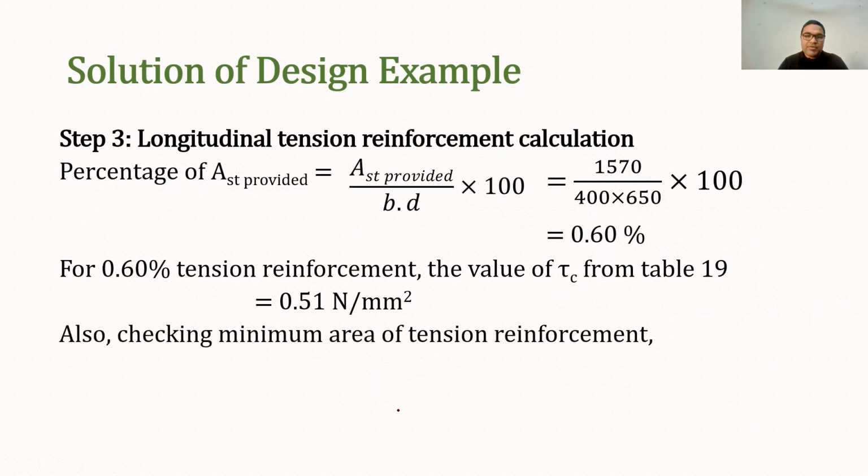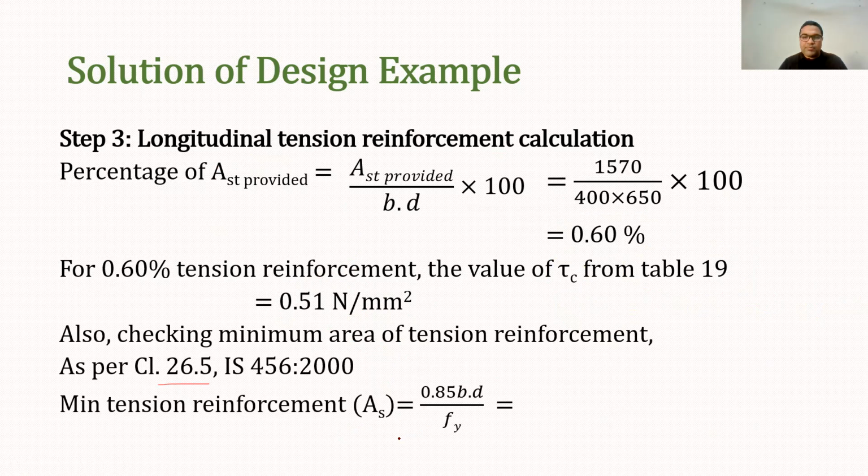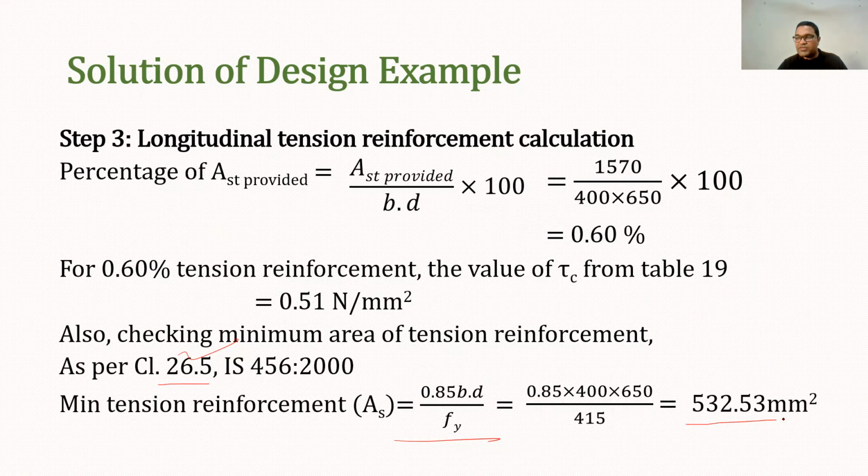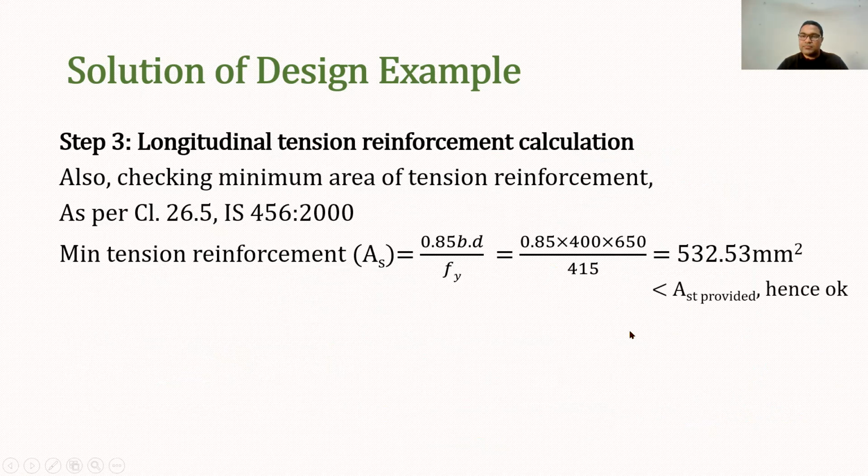Now we will check the minimum area of tension reinforcement as recommended by the IS code. As per clause 26.5, the minimum tension area can be calculated by the relation given in this clause. Putting all the values, we get the minimum area of steel as 532.53 mm square. We have provided more than this area, and the minimum area to be provided is 532, which means our reinforcement area is okay. It is less than Ast provided, so we can say that it is more than the minimum requirement.